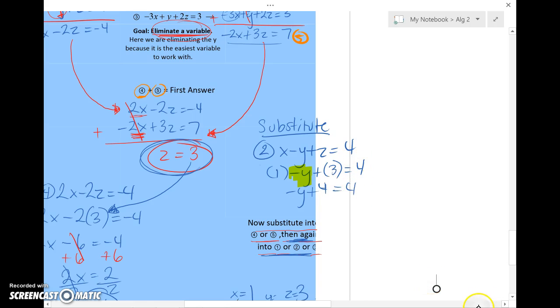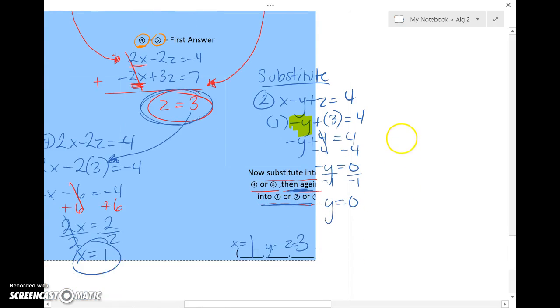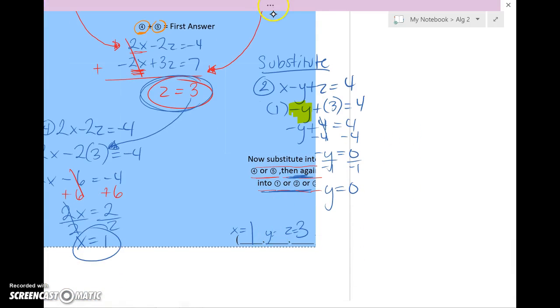And as some of you might have already guessed, this is going to work out to be 0, because I'm going to subtract 4 from this side and 4 from this side. I'm going to end up with negative y equals 0. And I'll just go ahead and divide each side by negative 1. And as we know, 0 over any number except 0 itself is just equal to 0. So we get 1, 0, and 3.